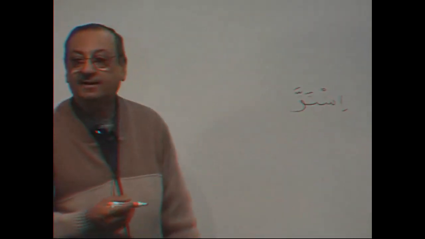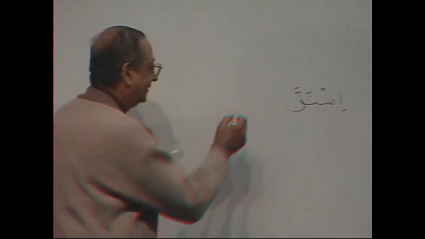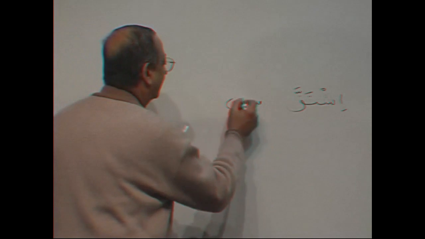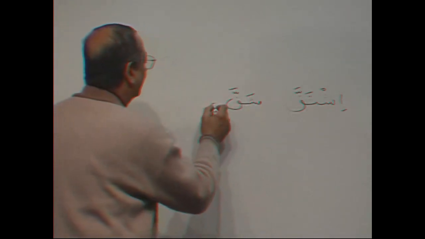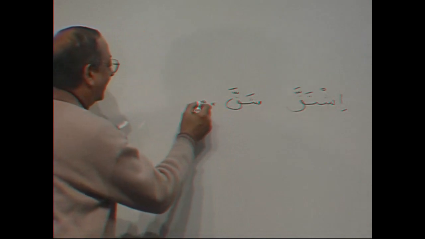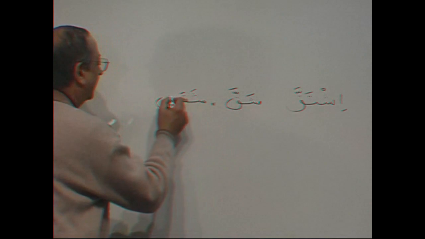Form ishtaqqa. Form 8. Alif and ta is ifta'ala. Okay, brother, what is the root? This is your madi. Now what is the root? Shakaka. MashaAllah. Keep this in mind.